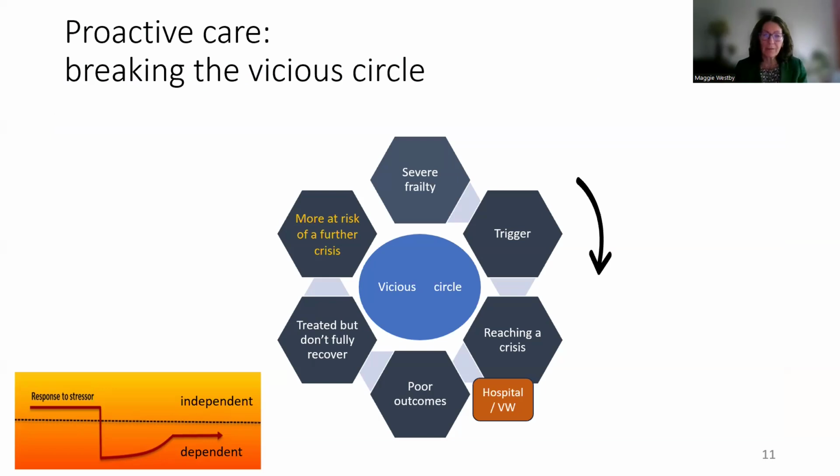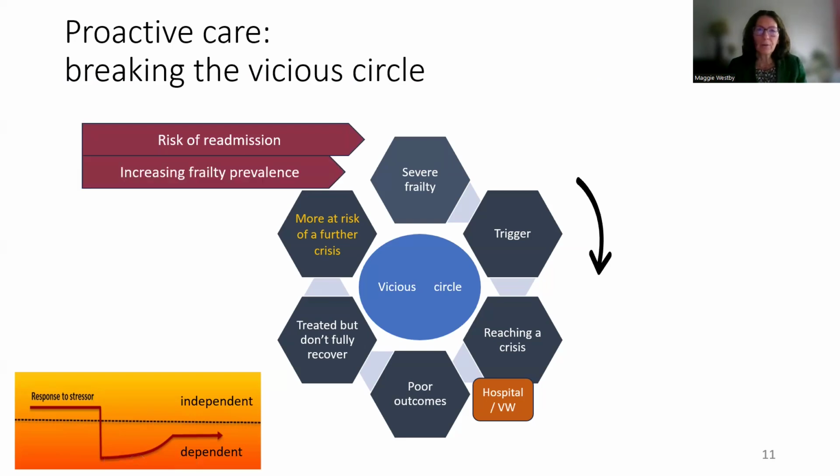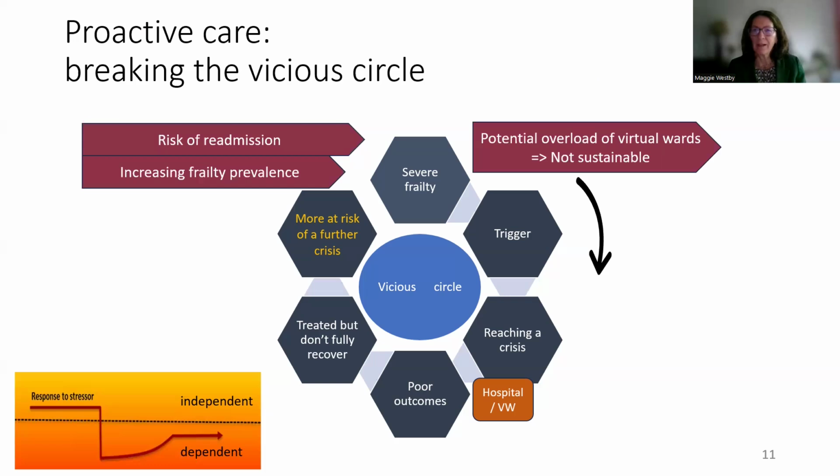So in terms of proactive care, breaking the vicious circle. So here's this diagram again. People with severe frailty, a trigger sends them into a crisis. They have poor outcomes. They're treated, but they don't fully recover, which puts them more at risk of a further crisis. And it just goes round and round and round again. And the result of that is likely to be risk of readmission to virtual wards or to hospital, on top of increasing frailty prevalence, which then leads to a potential overload of virtual wards, which is clearly not sustainable. What can we do about that? Well, we need to break the circle, and the way to break it is proactive care.